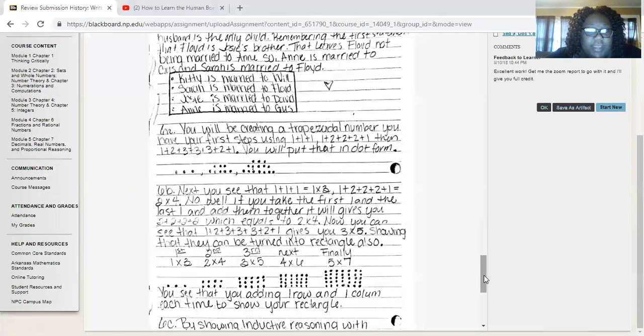Next, you will be creating a trapezoidal number. You have your first step using 1 plus 1 plus 1, then 1 plus 2 plus 2 plus 2 plus 1, then 1 plus 2 plus 3 plus 3 plus 3 plus 2 plus 1. You will be putting that in dot form. So here you have my dot diagram.